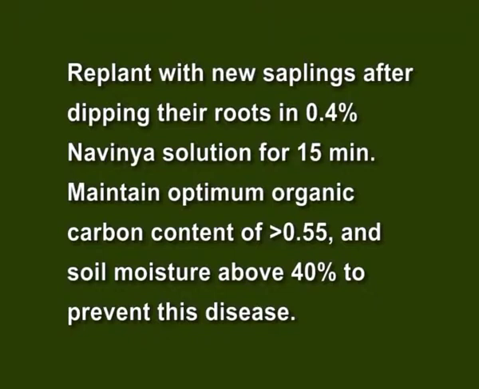Precautions. Do not irrigate the treated mulberry plants for 4 to 5 days. Remove dead mulberry plants and destroy by burning, and also expose the soil to sunlight. Replant with new saplings after dipping their roots in 0.4% Navinia solution for 15 minutes. Maintain optimum organic carbon content of more than 0.5% and soil moisture above 40% to prevent this disease.